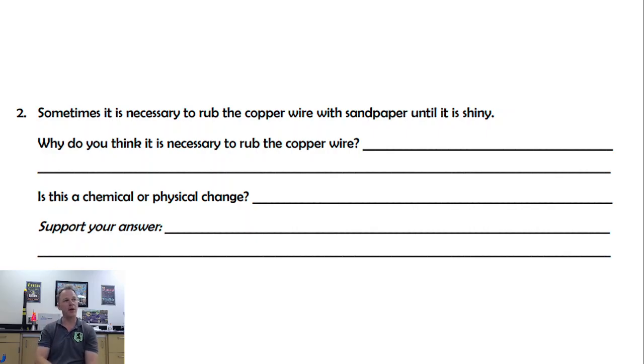Now, do you think that could be a problem? If we want to see what happens when copper and silver nitrate meet, do you think that's a problem if the copper is completely covered or coated in oxides? Absolutely. So we took some sandpaper, got those oxides off of there, so that when we put it in the silver nitrate solution, it would be pure copper atoms touching silver nitrate.